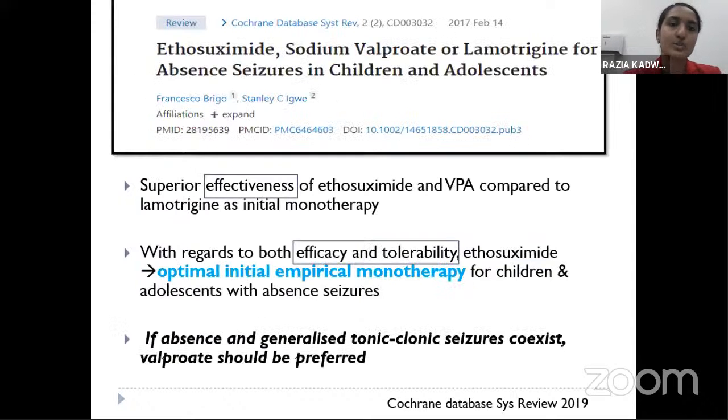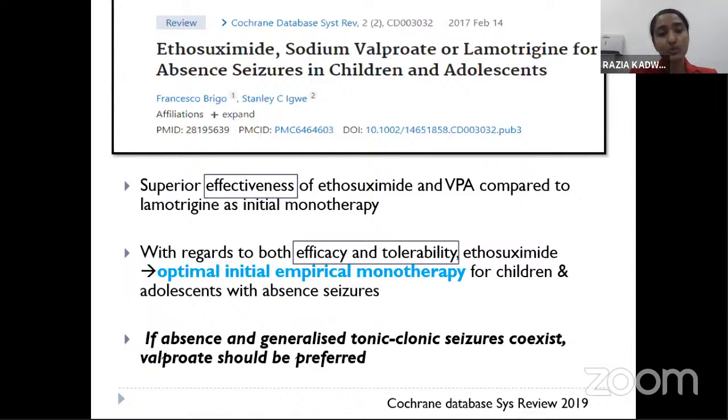So how will you choose between ethosuximide, valproate, and lamotrigine? If you look at efficacy alone, ethosuximide and valproate are equally effective, and they are better than lamotrigine when used as monotherapy. But if you look at the side effect profile, ethosuximide is better than valproate because valproate has got lots of side effects. So the optimal initial empirical monotherapy would be ethosuximide.